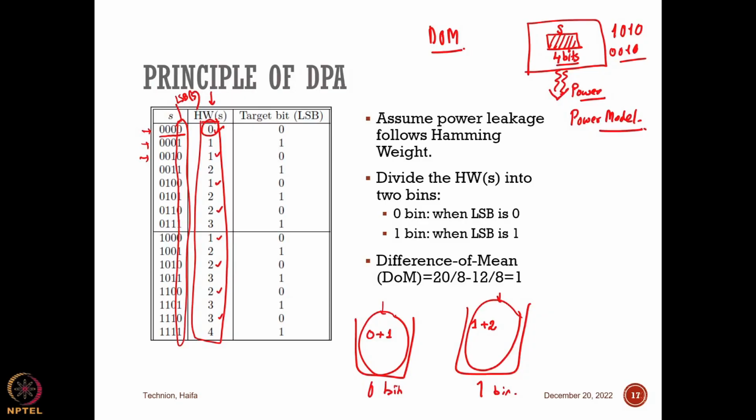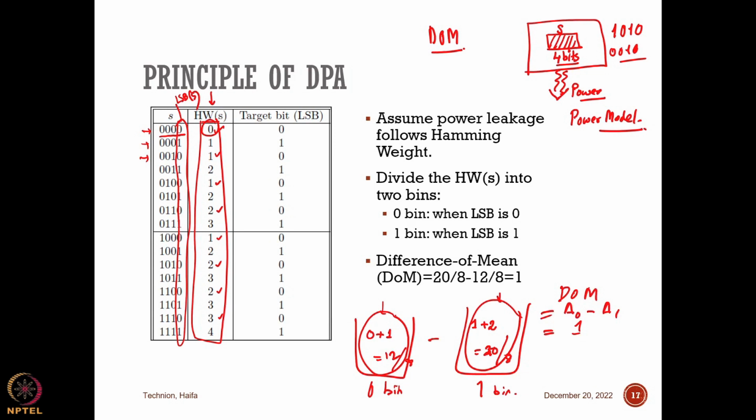So one of them will have 12 as sum. This will add up to 12, and therefore the other one will be 20, because the sum is 32. So the average here is 12 by 8 and the average here is 20 by 8. If I take the difference, I will get a non-zero value. I will get 8 by 8, which is 1. The difference of mean is the difference of delta 0 minus delta 1, and in this case it is 1.